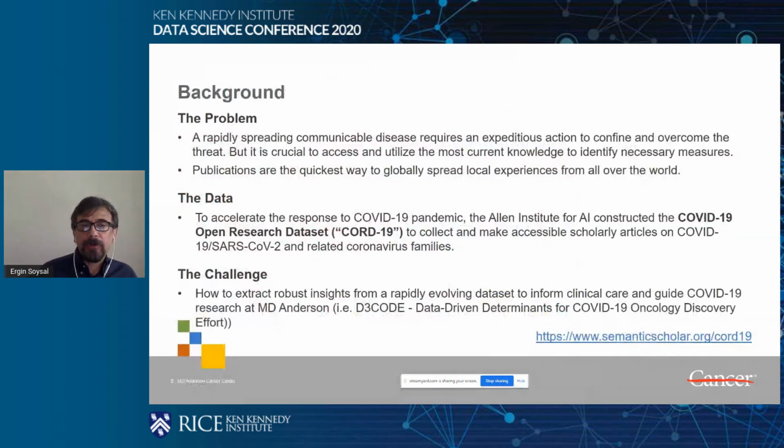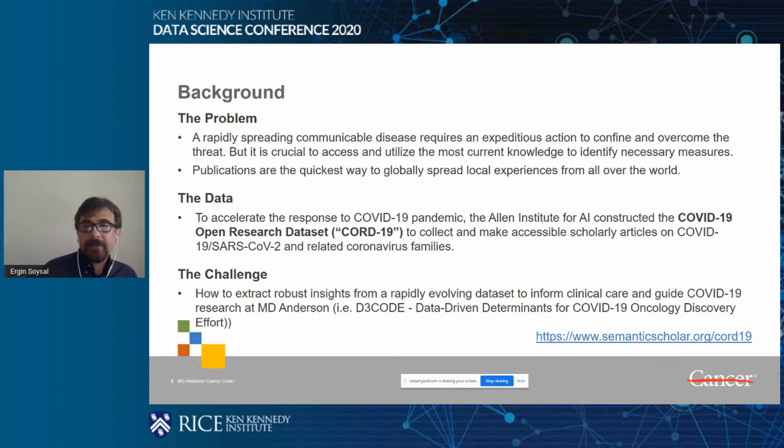Given this requirement in such a rapidly spreading pandemic, it is crucial to collect data, make decisions, and find the factors related to confinement and control of the disease as soon as possible. For this purpose, scholarly publications are the most robust and reliable way to do this.